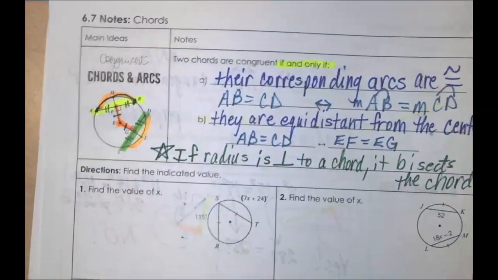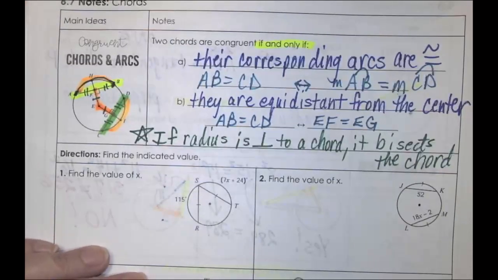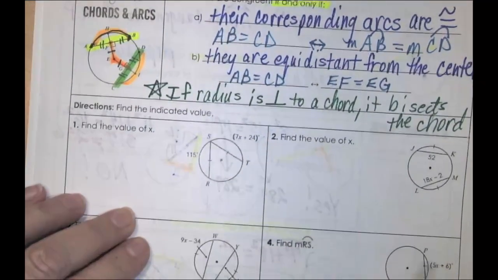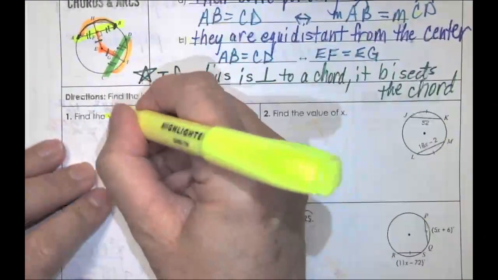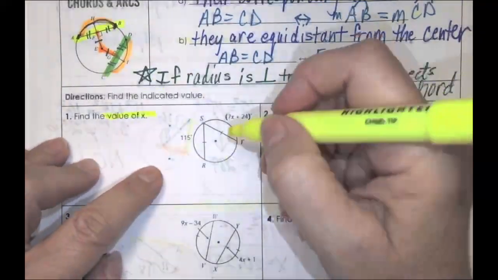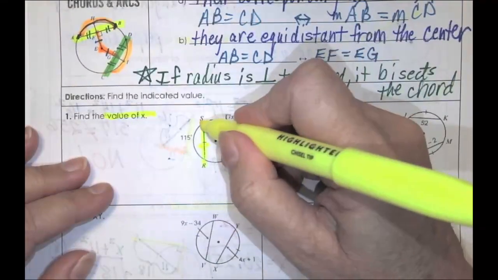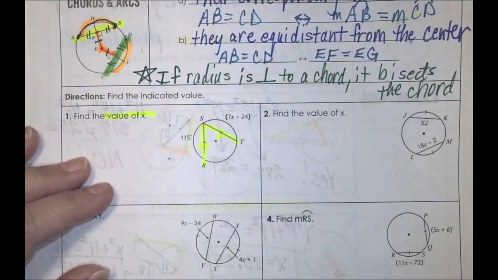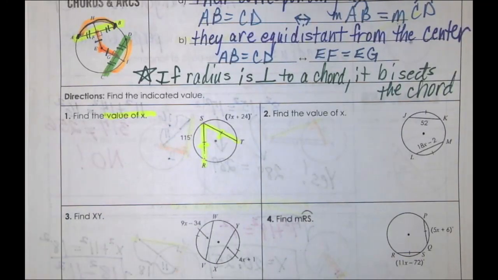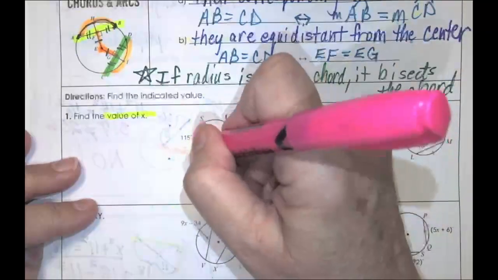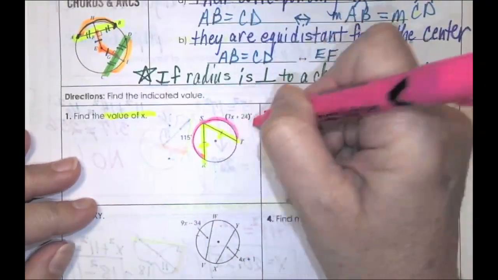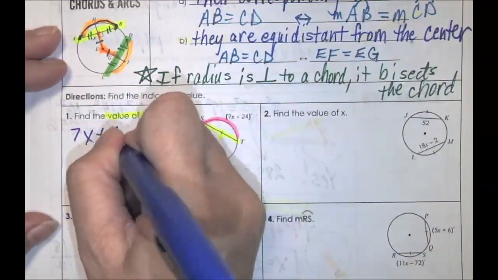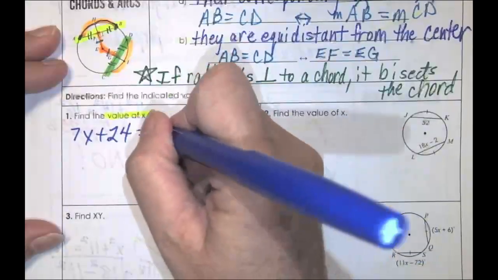So let's use this information, these properties about congruent chords, to answer these questions. Number 1 says find the value of x. So do you see the congruent marks? That means these chords are congruent, and we just learned that they're congruent if and only if the arcs are congruent. So this 115 must be the same as the 7x plus 24, so I will set them equal. 7x plus 24 equals 115.